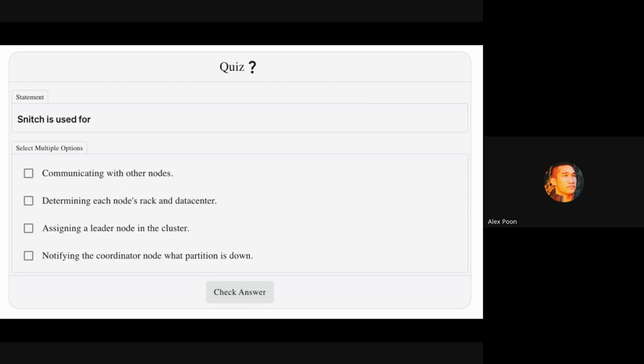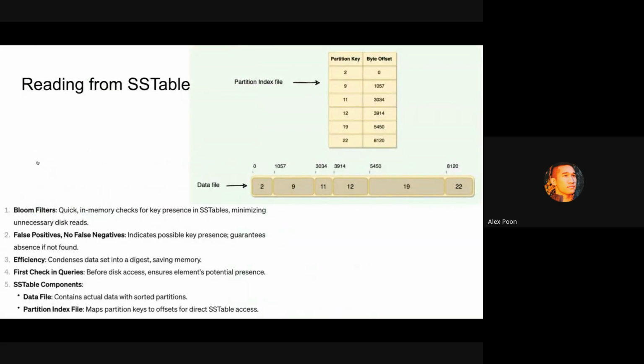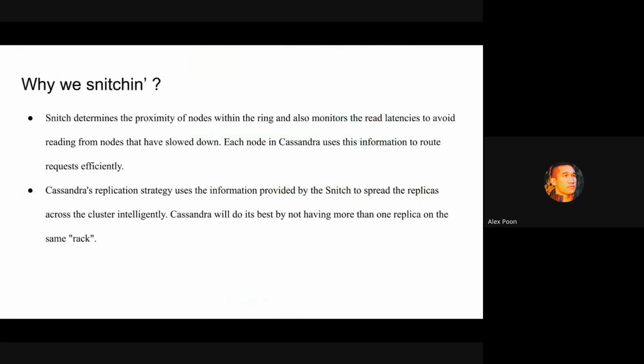And we can actually go back all the way to snitch. I don't remember exactly. There we go. Why are we snitching? Since a lot of folks got this one wrong.